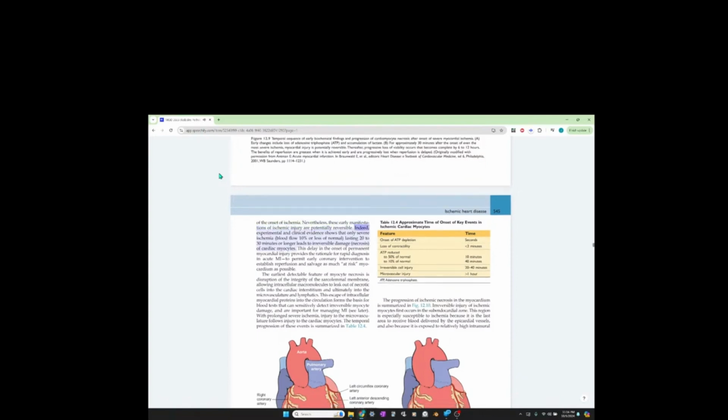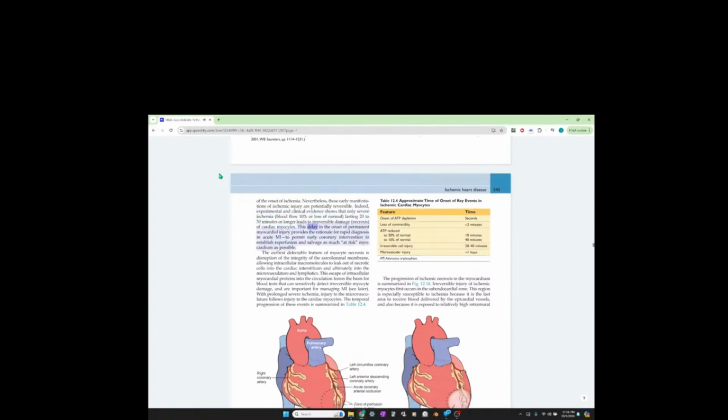Indeed, experimental and clinical evidence shows that only severe ischemia lasting 20 to 30 minutes or longer leads to irreversible damage of cardiac myocytes. This delay in the onset of permanent myocardial injury provides the rationale for rapid diagnosis in acute MI, to permit early coronary intervention to establish reperfusion and salvage as much at-risk myocardium as possible.